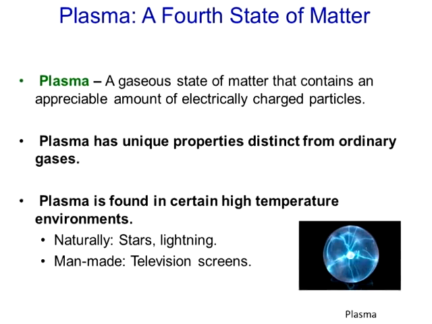Plasma is found in certain high temperature environments. Naturally, it occurs in stars and lightning, and then man-made in television screens. They're in the plasma TV. Get it? So these are highly electrically charged particles that are different from other gases. So it classifies as a fourth state of matter.